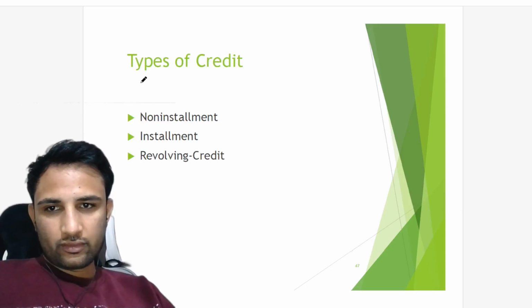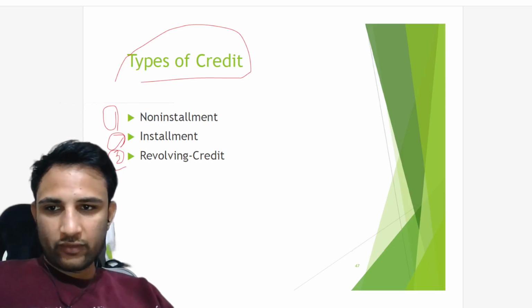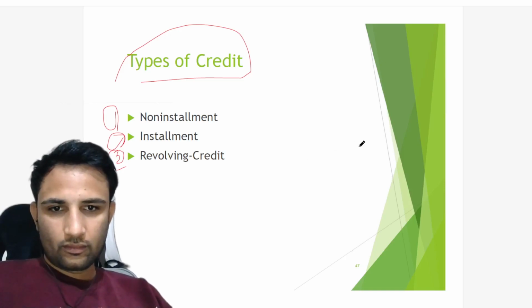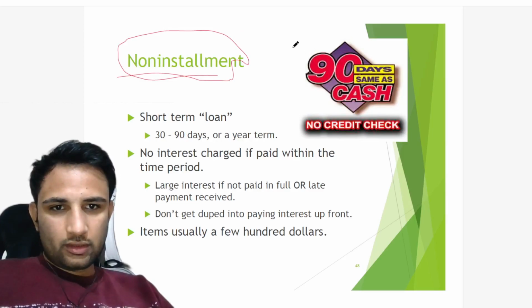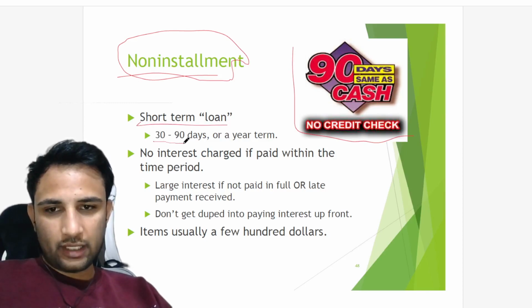There are three types of credit. So first one is non-installment, second one is installment, third one is revolving credit. So first one is non-installment. So it is a quick cash scheme type of thing. It is a short-term loan that spans from 30 days to 90 days or a year-term loan.